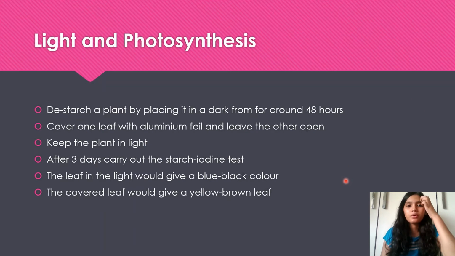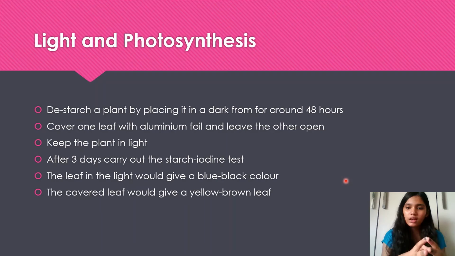Okay, so now we're going to start investigating the three factors: light, carbon dioxide, and chlorophyll on photosynthesis. So how do you show that light is required for photosynthesis? First, your first step is to destarch a plant. How do you do it?